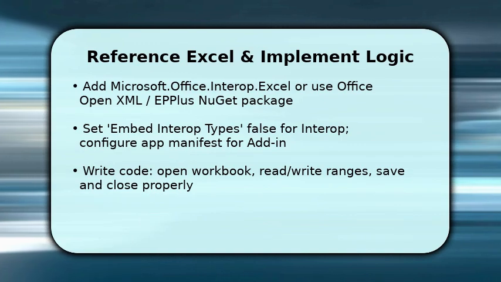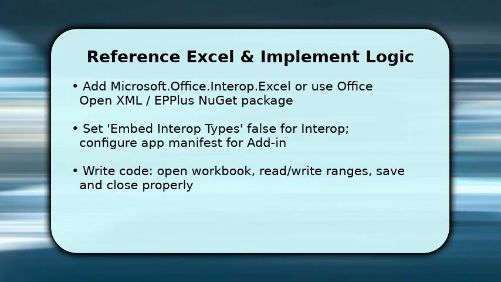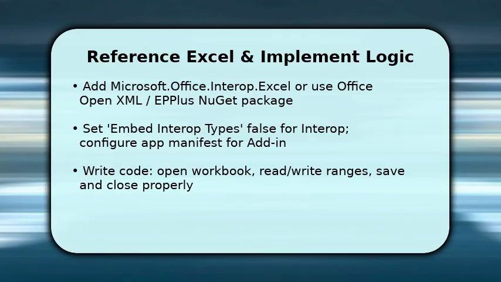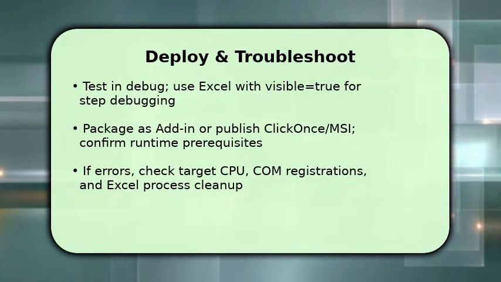Instantiate the application object, open the workbook path, access worksheets and ranges, perform reads and writes, and call save. Use try/finally to release COM objects and prevent Excel processes lingering. This keeps automation stable. You finish by testing and packaging.